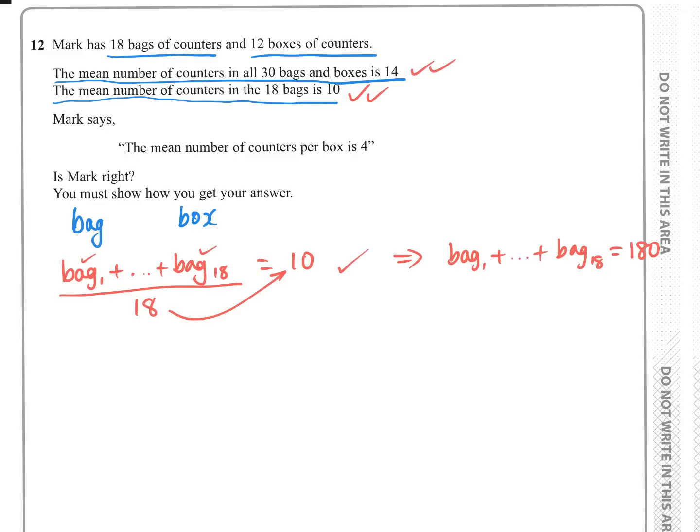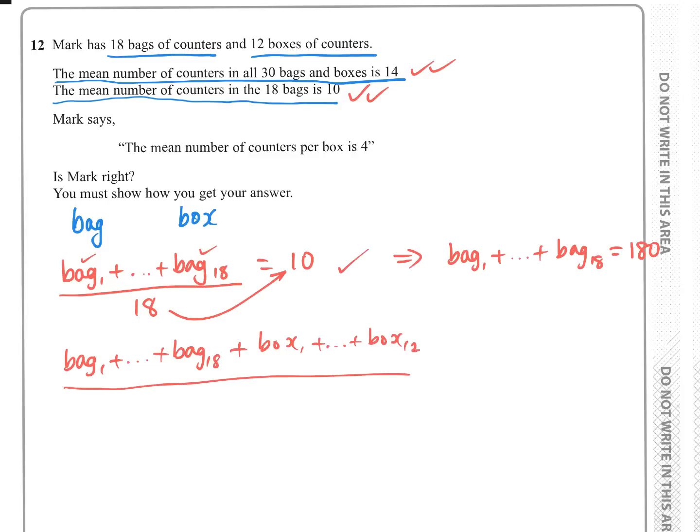Then this statement here, so we've got all the bags and boxes together. So we have the bags here all the way up to the 18th one, and then all the boxes, box 1 up to box 12.